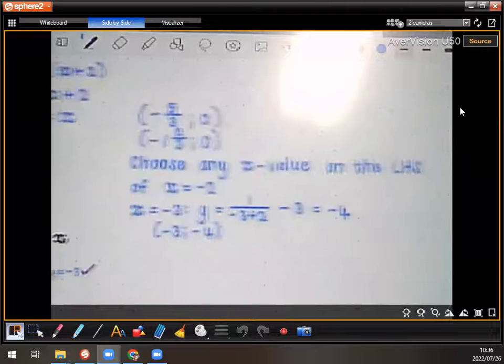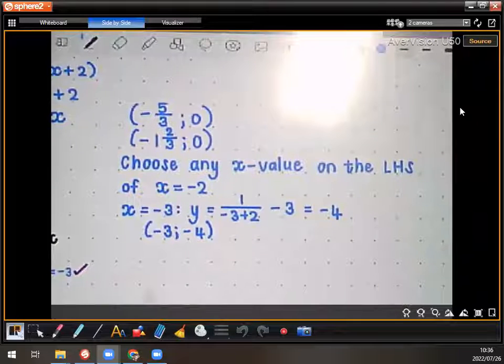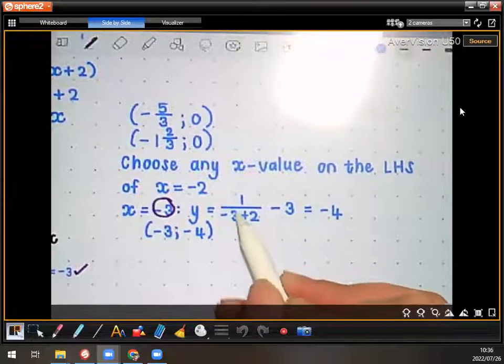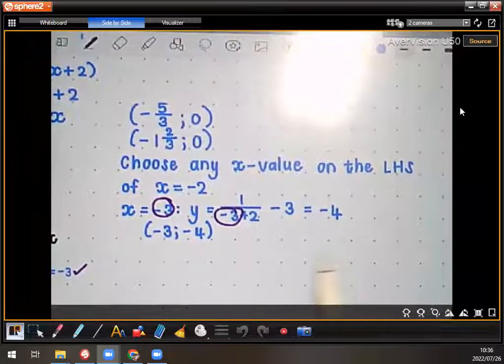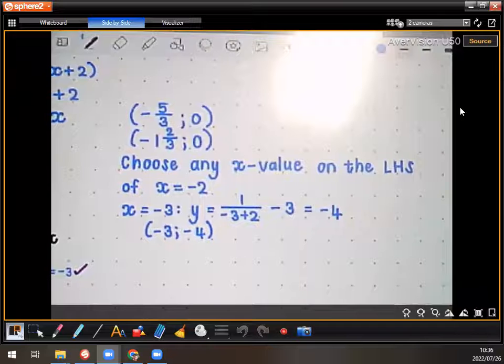Guys, here we go. So you would choose any x value on the left hand side of x equals negative 2. So I decided to choose negative 3. And this you can also just type into the calculator, guys. You don't have to show this. Remember the equation was 1 over x plus 2, minus 3. So now x is negative 3. Right? Negative 3 plus 2 and then minus 3 from that. So that is just in the equation of the graph. And you get the point, the y here. Okay, so that is then a point on the other half of the graph.